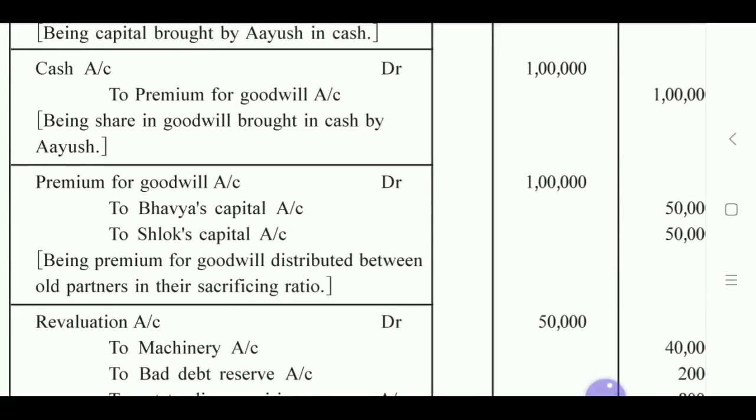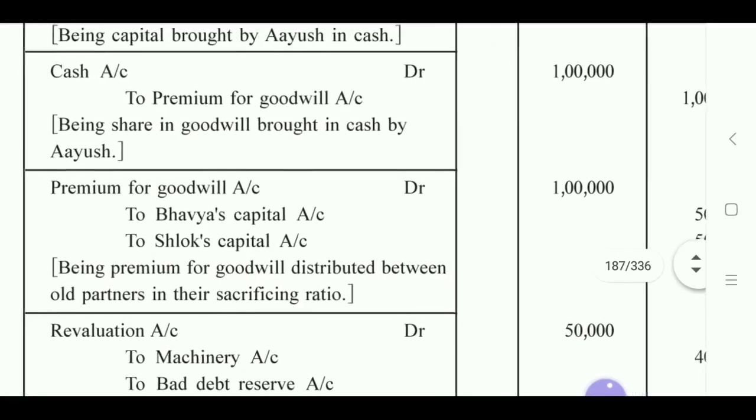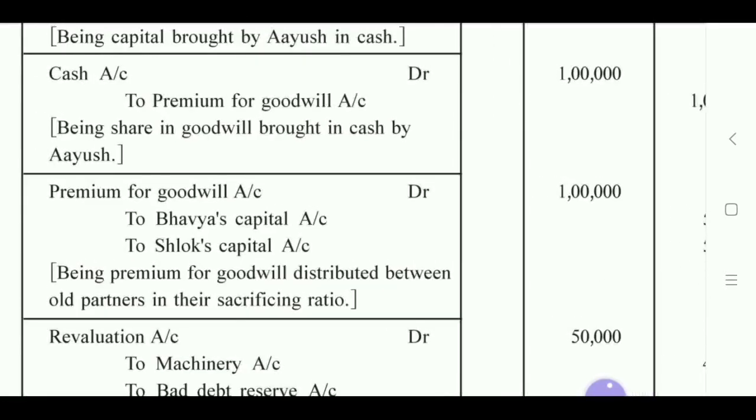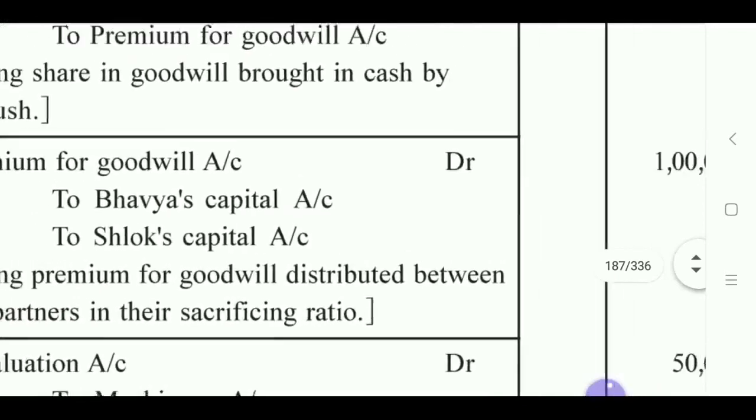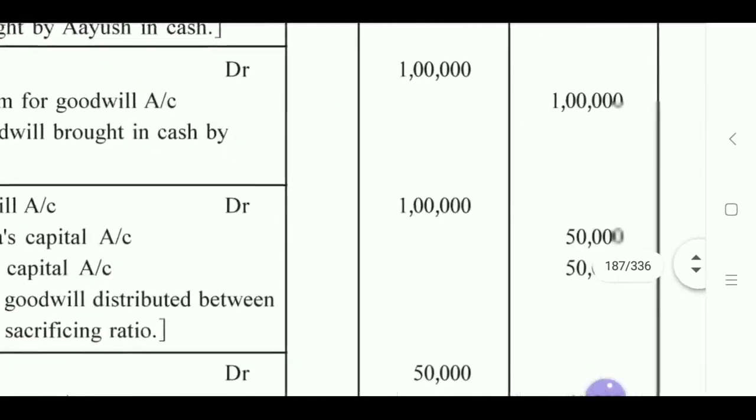Yes, so we have a journal entry here for the same. This journal entry is also present in the format of the journal entries that I have explained. Yes, the concept of goodwill that I have explained in the video, you can see there. So 1 lakh has been distributed among old partners in their sacrificing ratio.